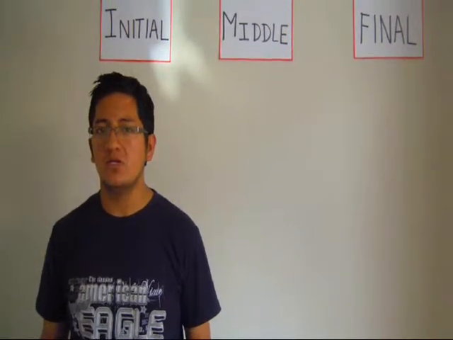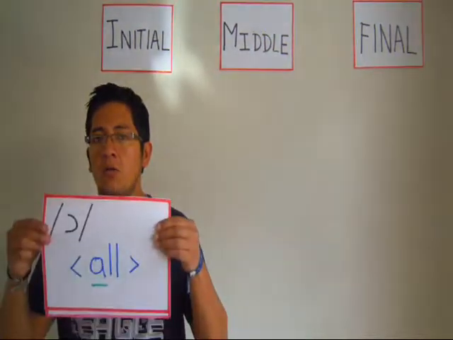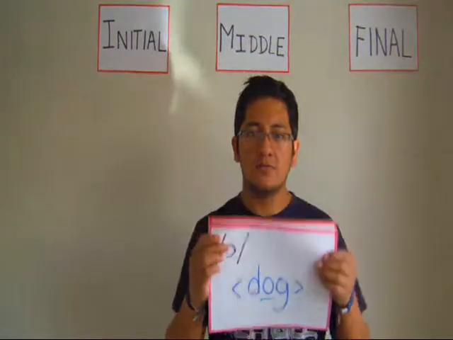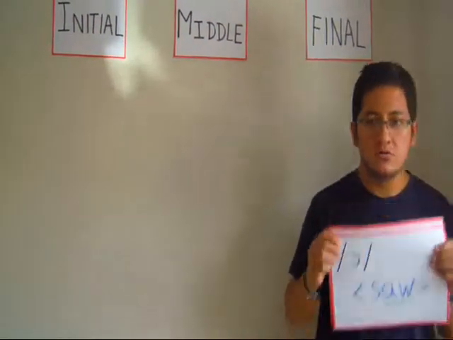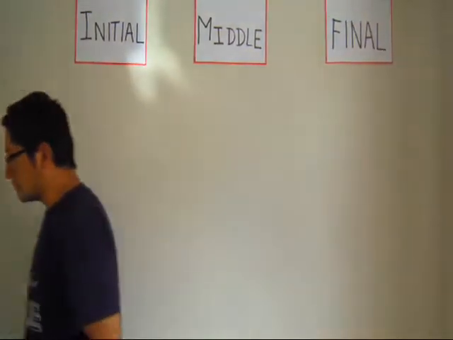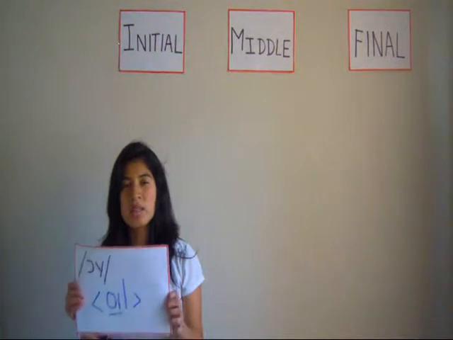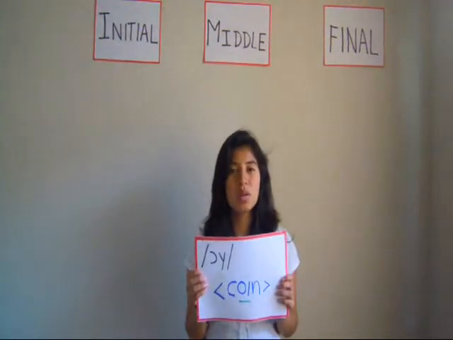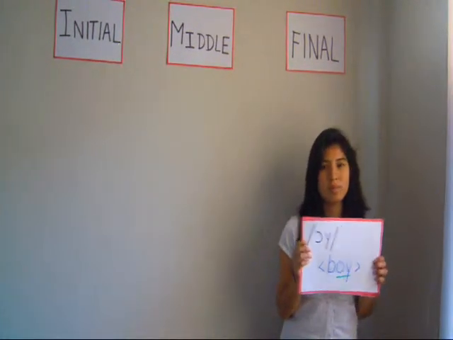The next sound is O. For example, in initial position, all. In middle position, dog. And in final position, so. The next sound is oi. Initial position, oil. In middle position, coin. And in final position, boy.